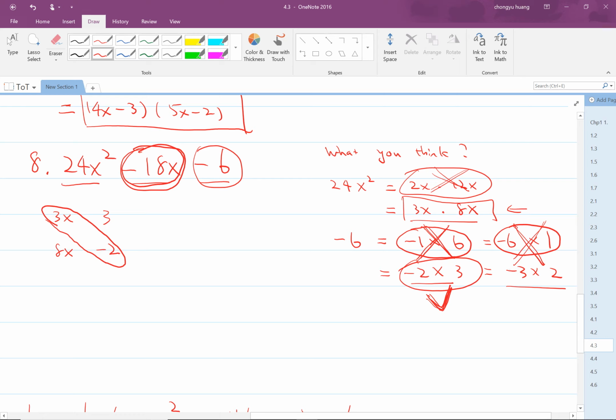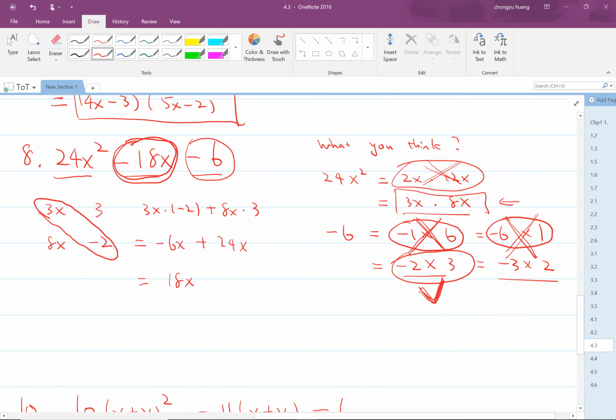So we have 3x multiplied by -2, and then plus 8x multiplied by 3. What we have is -6x, and then plus 3 multiplied by 8x, which is 24x. So now you're doing the calculation: 24x minus 6x is equal to 18x. So that means I'm wrong. Sorry about it.